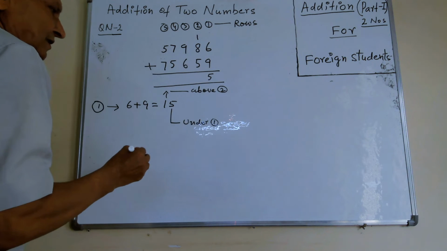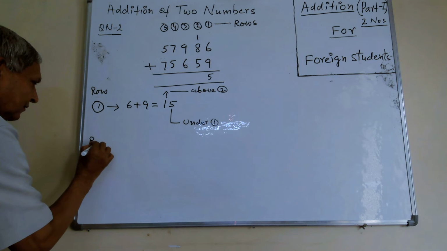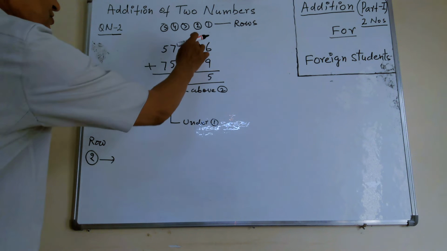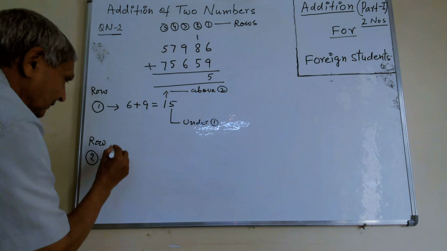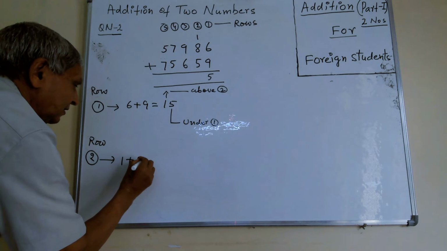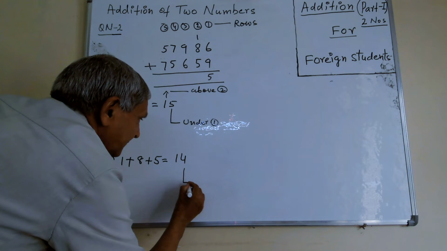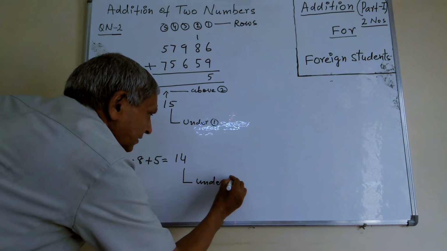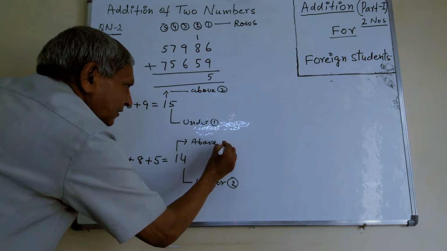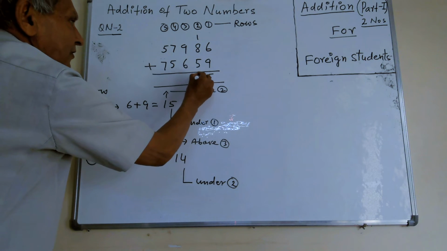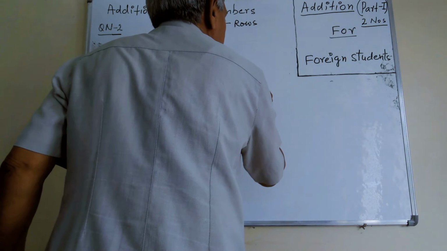This is the second row. Now operation of the second row. This is the first row and this is the second row. Operation on the second row. Now you have to take 1, 8, 5. 1 is also a member of this row. 1 plus 8 plus 5 is equal to 14. Now write 4 under the second row, and 1 above the third row. Now write 4 under the second row and 1 above the third row.